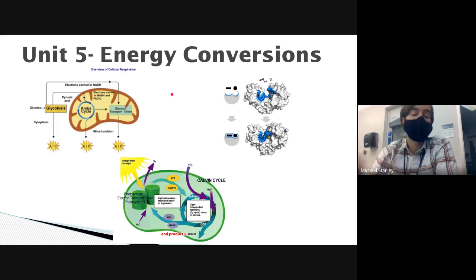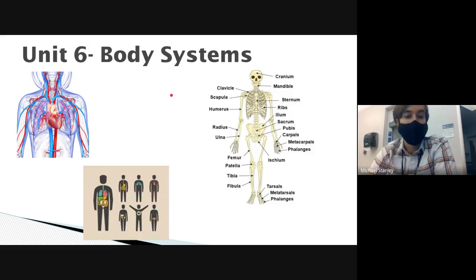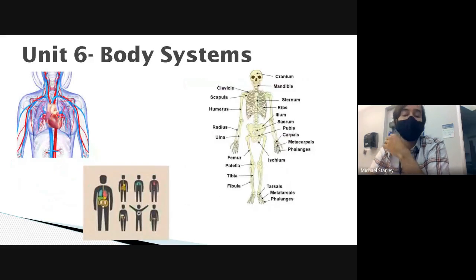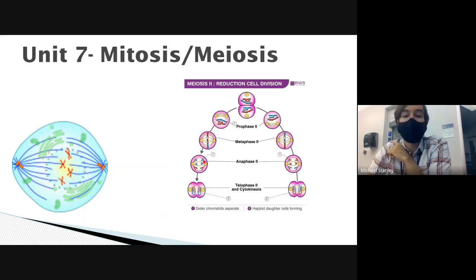Hopefully we'll be able to talk about some energy conversion. So how do we make energy inside of our cells? What are the different ways that plants and animals make energy? And then maybe if we have some time at the end, we'll get into some of the major body systems of the human body. And mitosis and meiosis are how we take cells and split them up and make them into new cells.